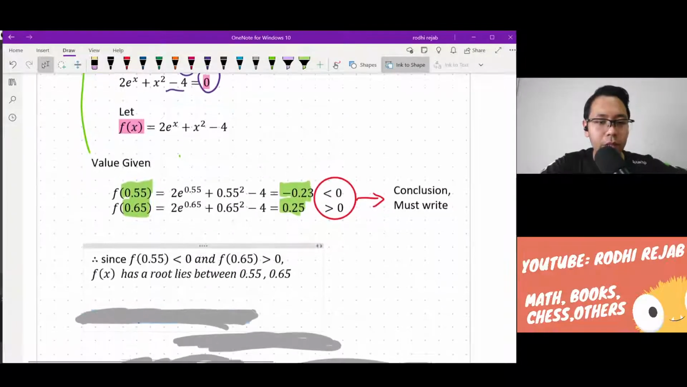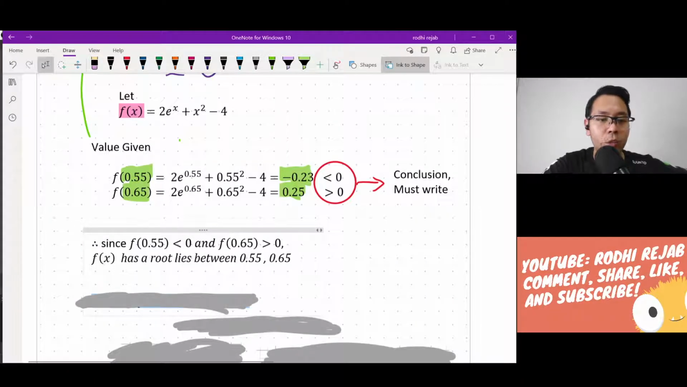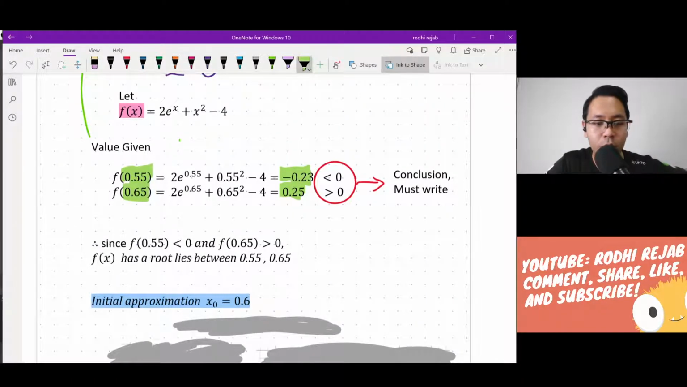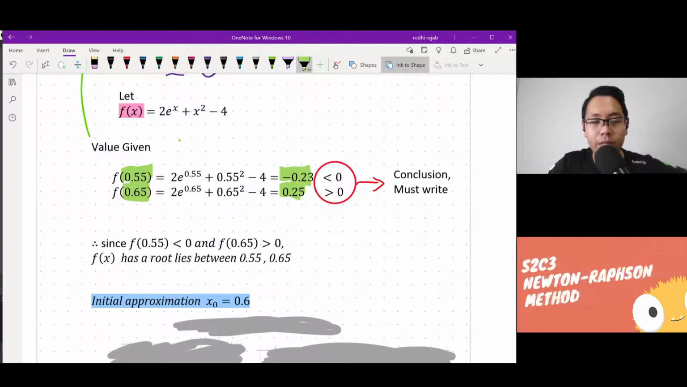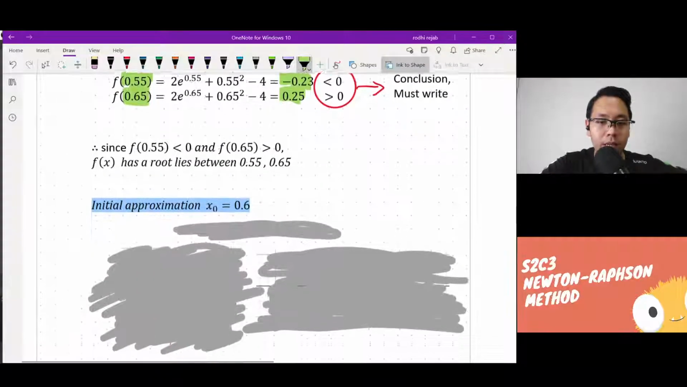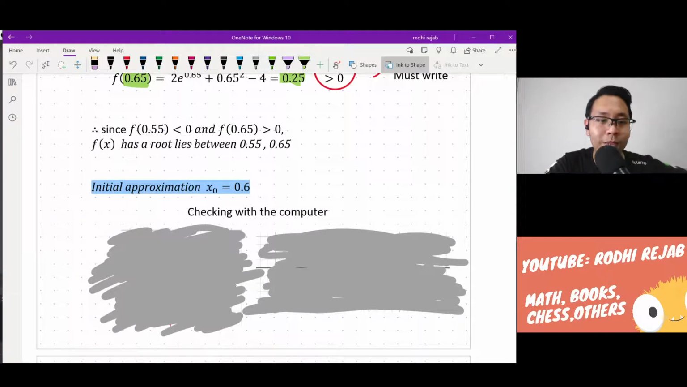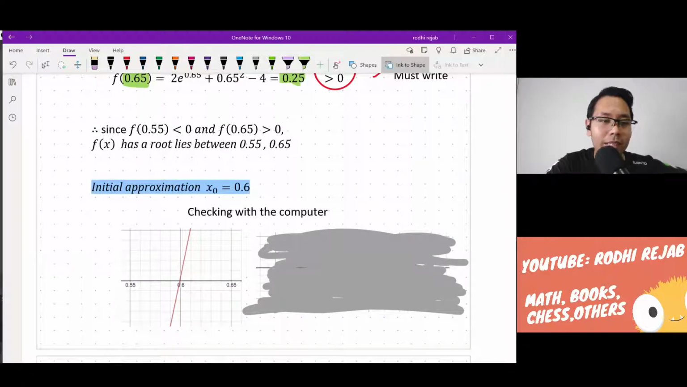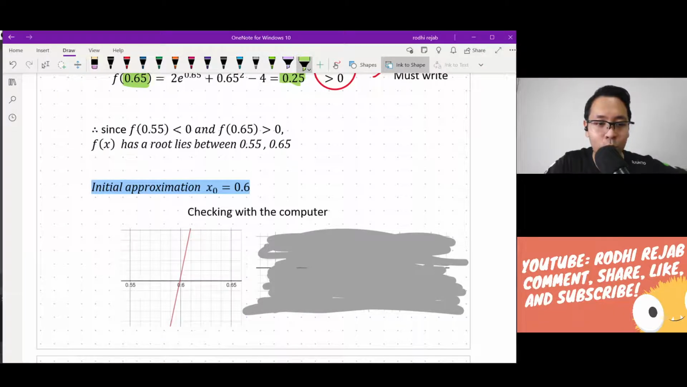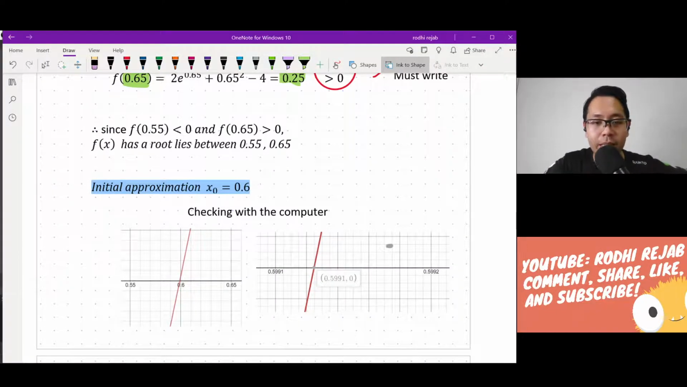From here we can conclude that our initial approximation is x0 equals 0.6. That is what we're going to use. But 0.6 is still not entirely accurate, so we need to use Newton-Raphson. I've put the graph into the calculator so we can have a look. See, our graph here lies between 0.55 and 0.65, and if we zoom in even further, we can see it lies somewhere around 0.5991. So it is still somewhere in between those.